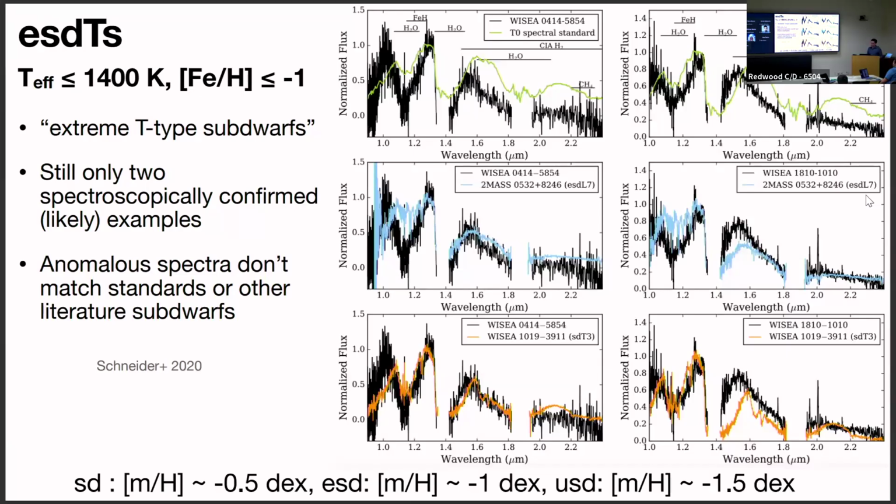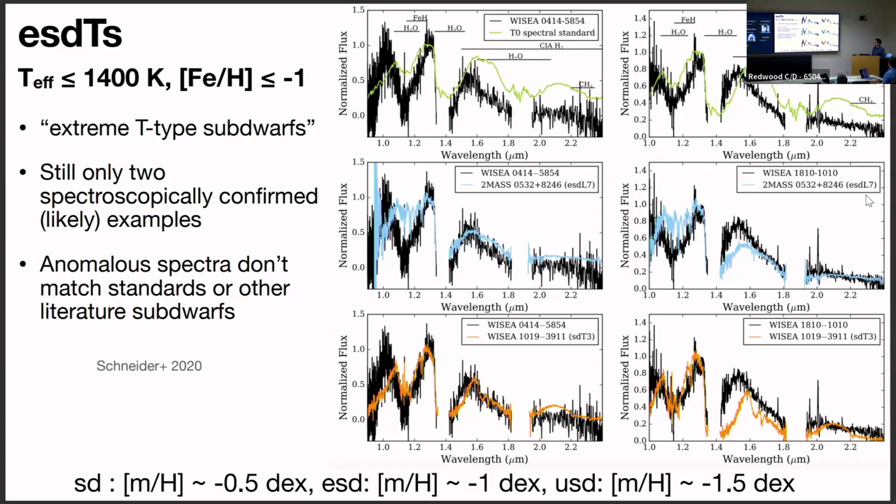And so at those -1 to -1.5, you're starting to get into halo metallicity territory rather than thin disk, which would be more like a metallicity of 0, and thick disk, which might be a little bit metal poor, like subdwarf, we call it. So metallicity of -0.5. These are the first 2 extreme T subdwarfs, we call them. So these are objects with temperatures below 1400 Kelvin, we think, and metallicities of -1 or lower.